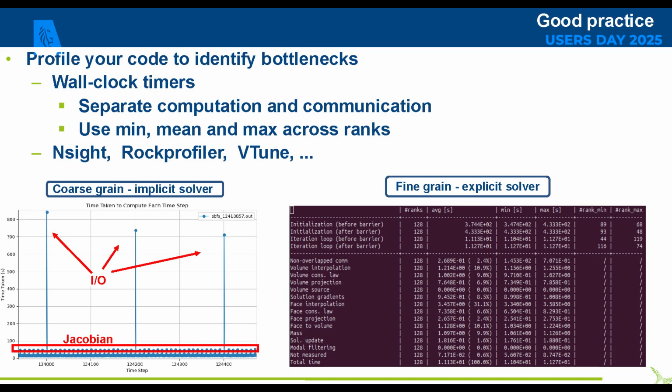In terms of good practice, it's nice to profile your code. It's a necessity also to profile your code to identify bottlenecks. So I'm listing here a few tools that can be useful. First, you have traditional wall clock timers that can provide you, for instance, this kind of plot here. This is on LUMI-BE, and I wanted to highlight the spikes that you can see here. This is the time taken for each time step, and you can see that sometimes I have some spikes. So despite the fact that I'm using MPI-IO, you can see that I/O is still slow and will remain slow forever.